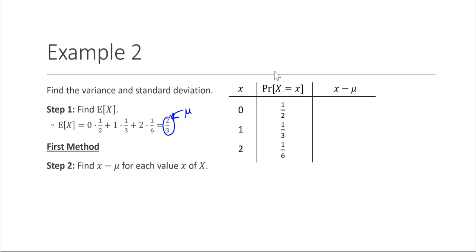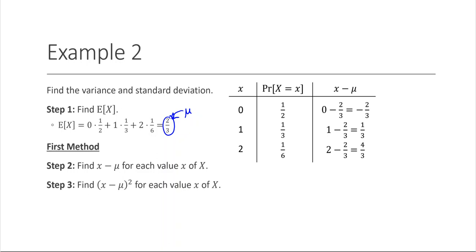And in the first row, we're going to do 0 minus 2/3 to give us minus 2/3. The second row is going to be 1 minus 2/3, because it's 1 minus the mean 2/3, which is 1/3, and 2 minus 2/3, which is 4/3. And our step 3 is going to be to find the square of that new column that we just did. For this, we have minus 2/3 squared is 4/9. Remember that the square of a negative is a positive. 1/3 squared is 1/9. And 4/3 squared is 16/9.